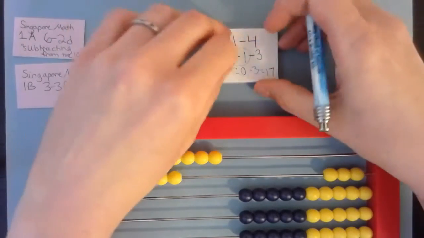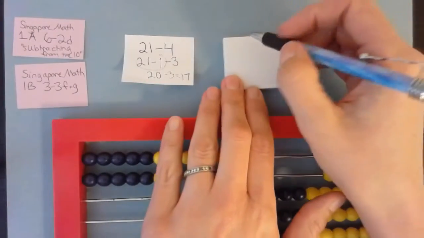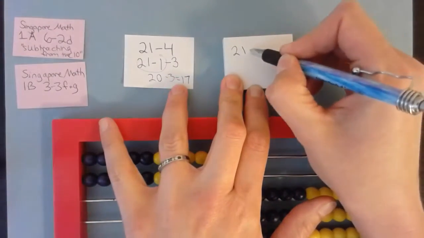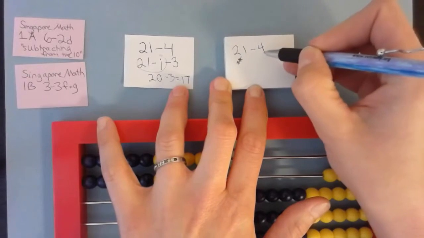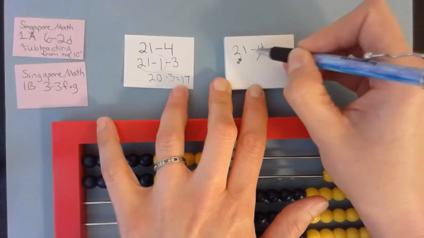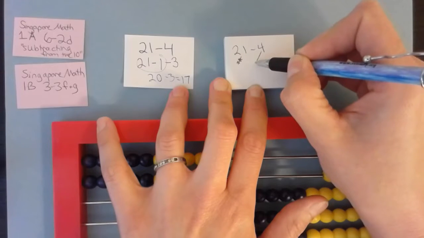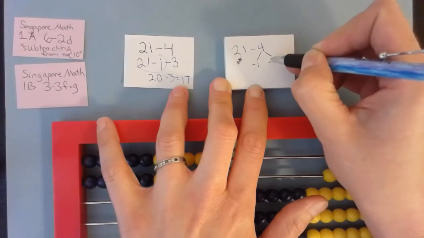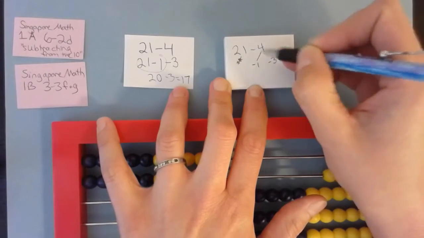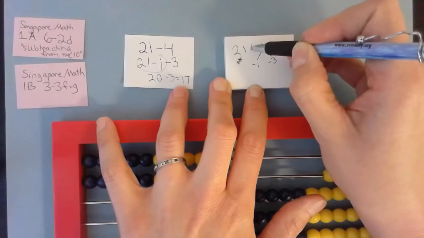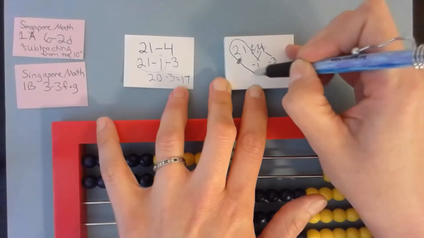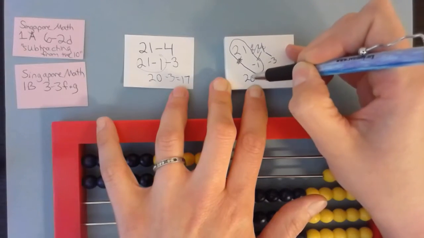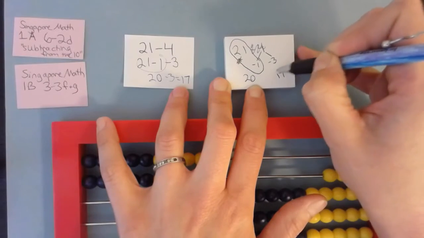One last way to show that is, Singapore Math likes to show it as a number bond. So 21 minus 4, I can split up the minus 4. Instead of thinking of subtracting 4, I can split it up into subtracting 1 and subtracting 3. So I can write it this way. So now the subtracting 4 has been changed into these two, so I'll cross it off to make it clear. And now 21 minus 1 is 20, and the 20 minus 3 more is 17.